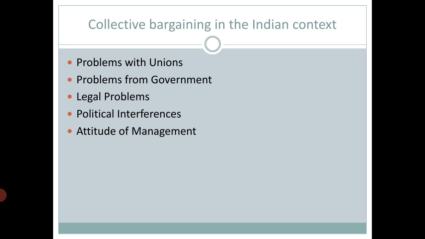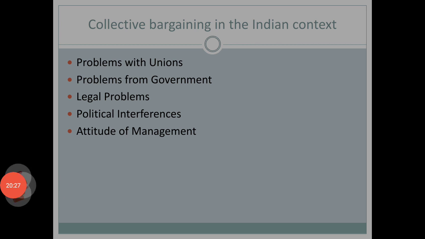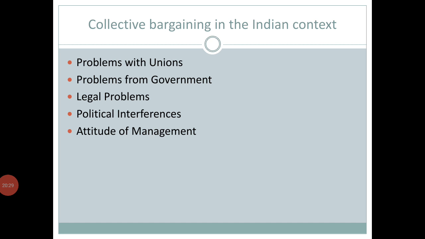So, due to political interferences, it is also a drawback. Then, the attitude of management in India: management has a negative attitude towards unions. They do not appreciate their workers joining unions, even though strong unions are a must for the collective bargaining process. This attitude of management hampers the process.